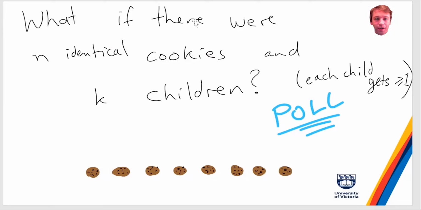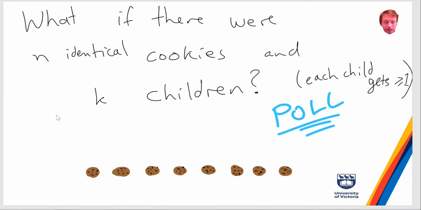Oh, here we go. So what if, instead of having 8 cookies and 3 children, we had n cookies and k children? Okay, so maybe I'll stop the poll in 5, 4, 3, 2, 1. Okay, so I don't know whether I should be sharing these results or not, but most people got the right answer or some variation of it.